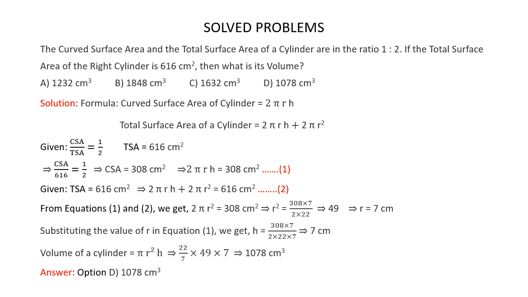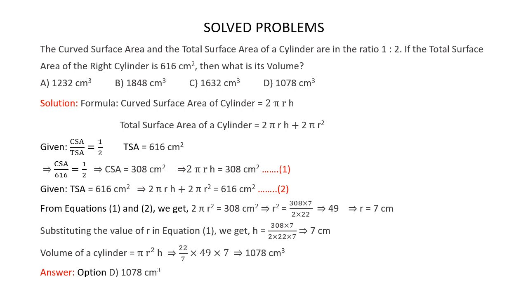Now it's given that the curved surface area and the total surface area of the cylinder are in the ratio 1:2. That means curved surface area divided by total surface area is equal to 1 by 2. It's also given that the total surface area of the cylinder is 616 centimeter squared. Now substituting the value of the total surface area in this equation, we get curved surface area divided by 616 is equal to 1 by 2, which means curved surface area is equal to 308 centimeter squared.